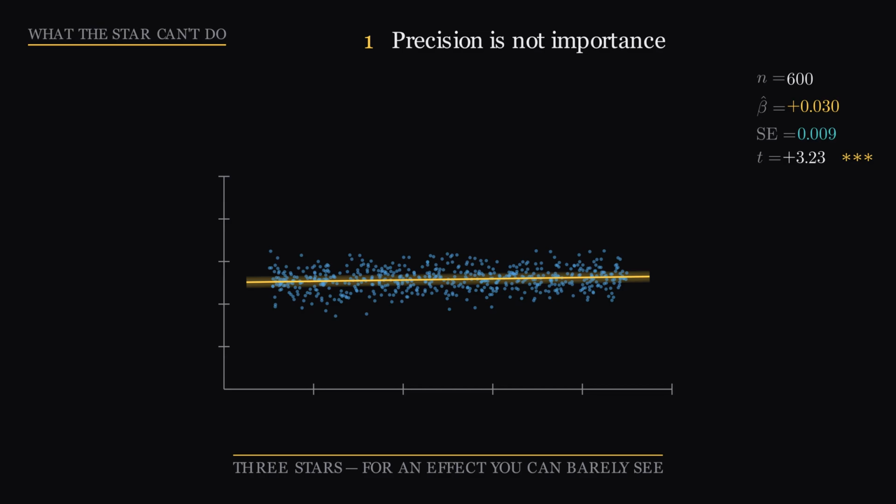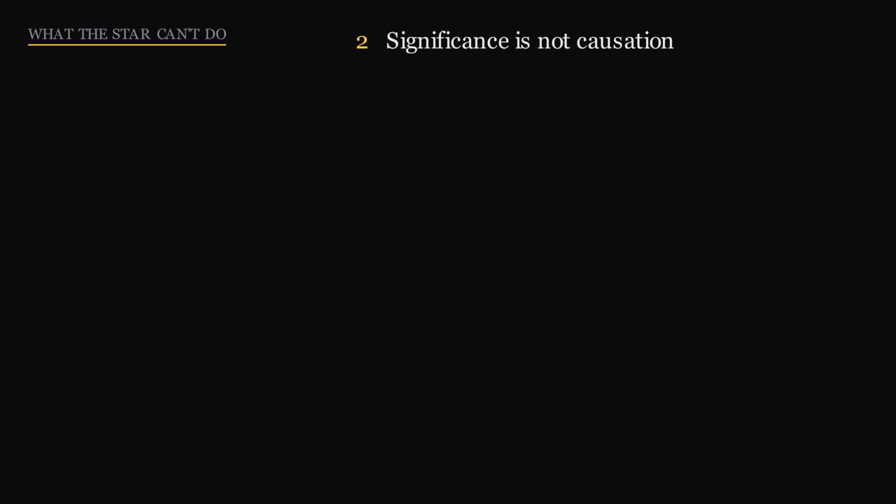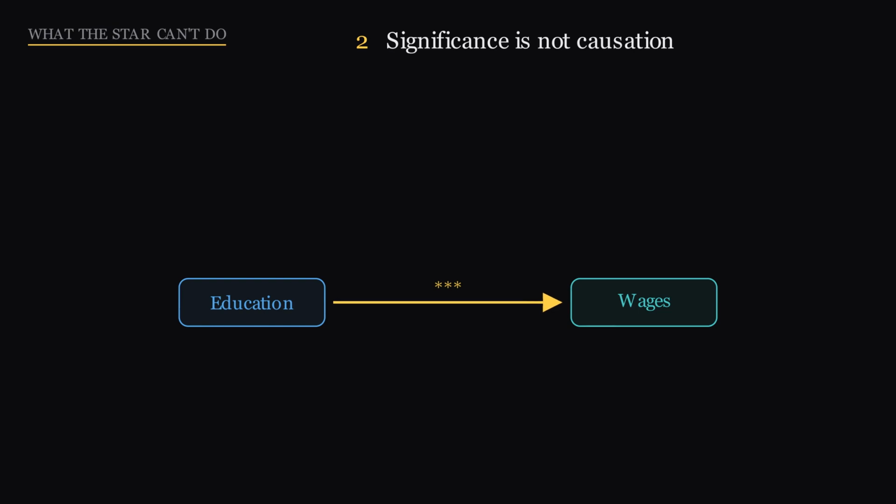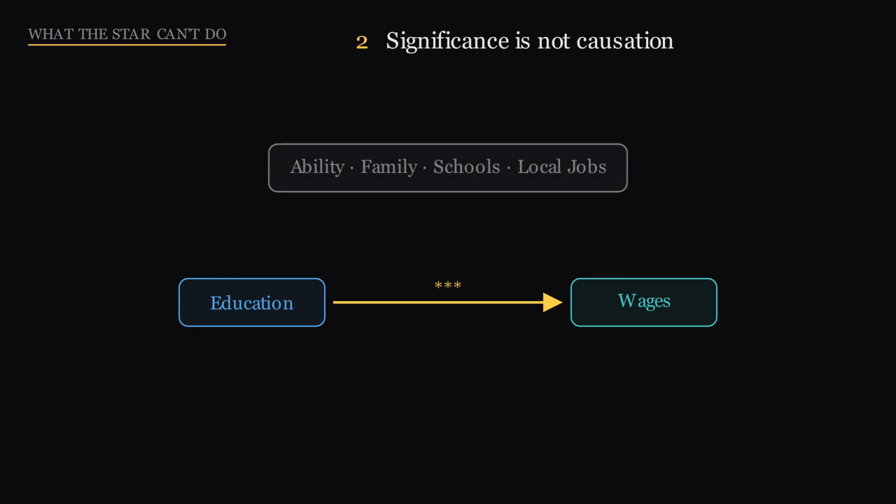Precision is not importance. Second, and this is the most important of all, a star is not proof of causation. Suppose we regress wages on years of education and get a beautiful 3-star coefficient. It's tempting to conclude that education causes higher wages, but that coefficient could be picking up ability, or family background, or the quality of school, or the strength of the local job market. Anything that happens to move alongside education and also affects wages. The star has no idea. It measures how precise the association is. It cannot tell us whether X is causing Y or whether something else is quietly driving both.